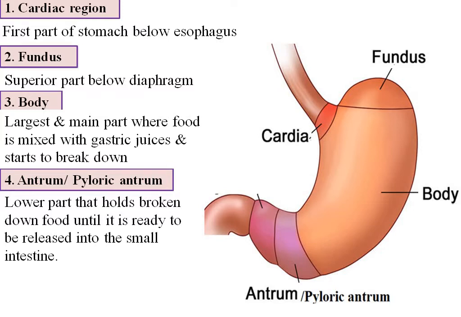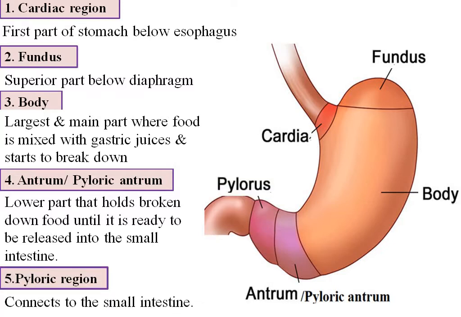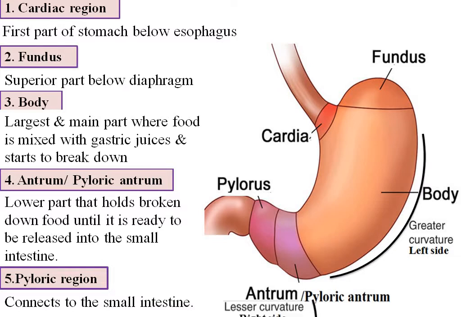It is the lower part of the stomach that holds broken down food until it is ready to be released into the small intestine. The pyloric region. It connects to the small intestine. The medial and lateral borders of the stomach are curved, forming greater curvature on the left side and lesser curvature on the right side. The food enters the stomach by cardiac sphincter at the cardiac region and leaves the stomach to enter the intestine by pyloric sphincter at the pyloric region.